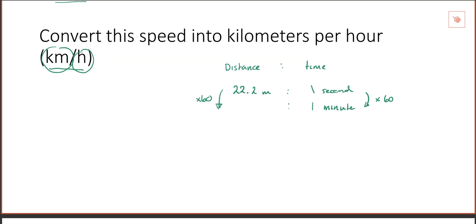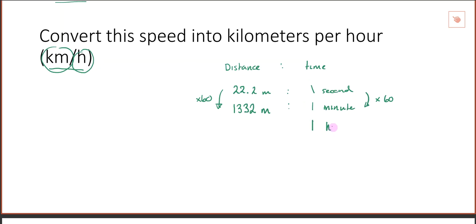So if I do 22.2 meters in 1 minute, if I multiply that by 60, I get 1,332 meters, but in 1 minute. Just check my work there. Double check on the calculator. Yeah, I'm happy. But that's still not in hours.